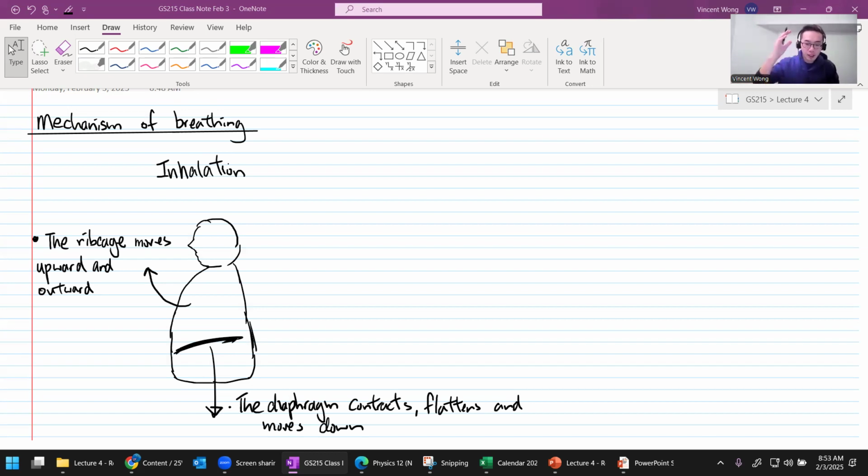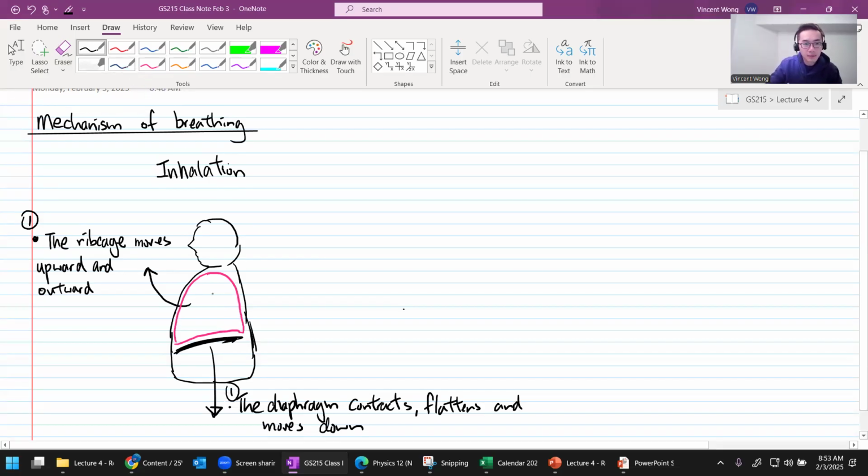Now, because of the membrane around the lungs, the pleurae, whenever the rib cage moves and the diaphragm moves, it will pull the lungs with it. So when these two things are happening, your lungs will follow. This is event number one, and they happen at the same time.